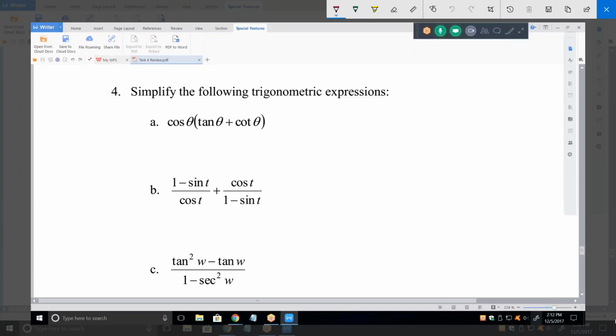Simplify. Now that usually means this is going to come down to a single trig function or a single number. We're not going to have anything complicated. What am I going to do? It's the first step.